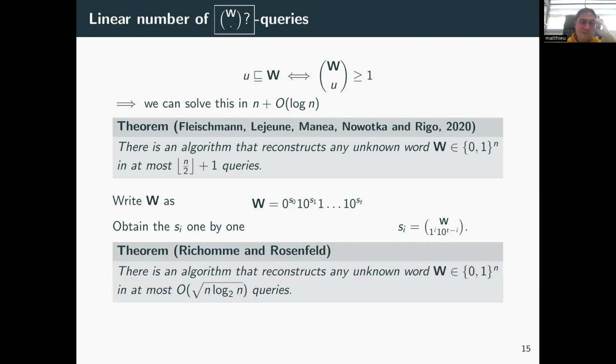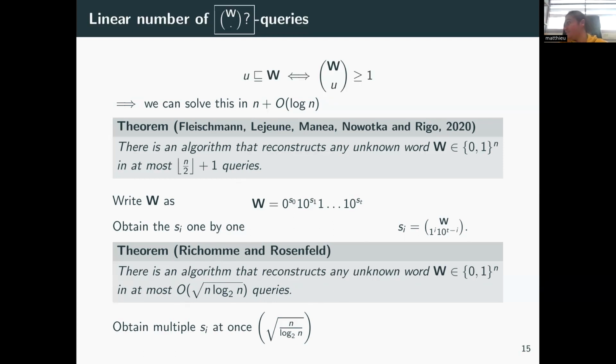But you can do much better than this. In fact, you can do it using only root n log n queries, which is much smaller than n over 2. And so the first part of the idea is the same. You're just going to write W in this form, but instead of trying to guess the size of the block of zeros one by one, you are going to try to guess multiple blocks, and you need to guess something like root n divided by log n blocks at once.